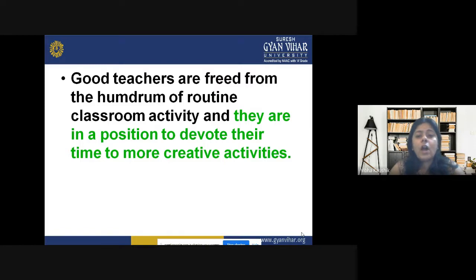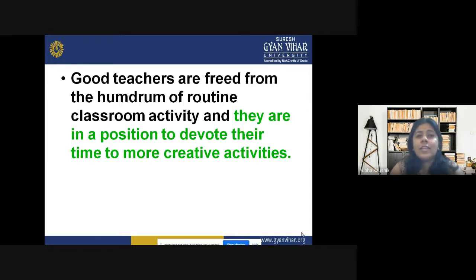Good teachers are freed from the humdrum of routine classroom activities. Sometimes teachers get bored by teaching with the same methodology. If the teacher changes the method of teaching from the traditional methods to the programmed instruction method, then the teachers will be freed from the humdrum of routine classroom activities, and they are in a position to devote their time to more creative activities.